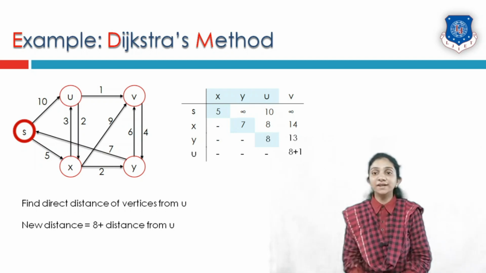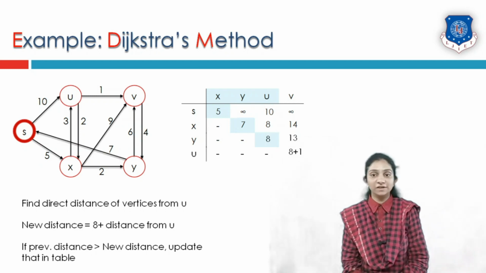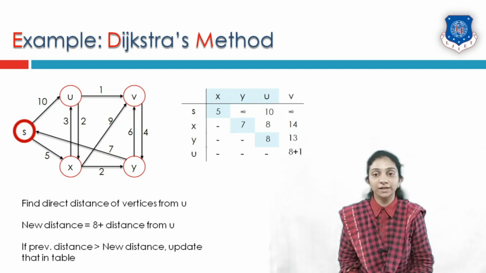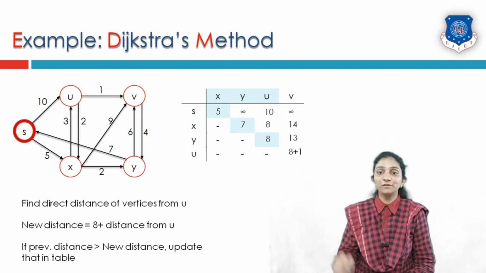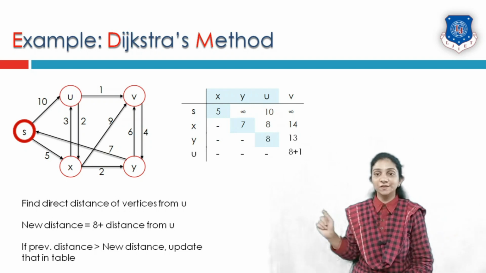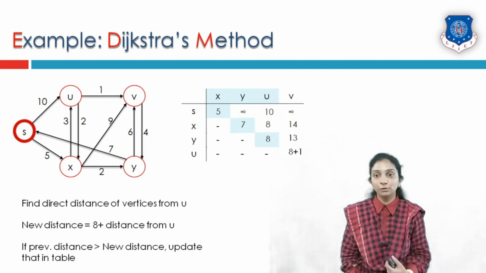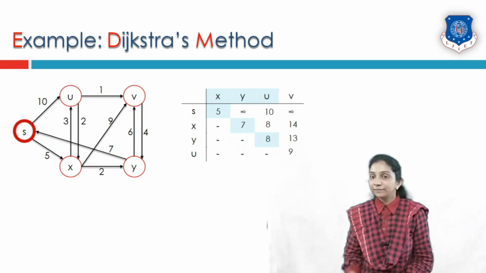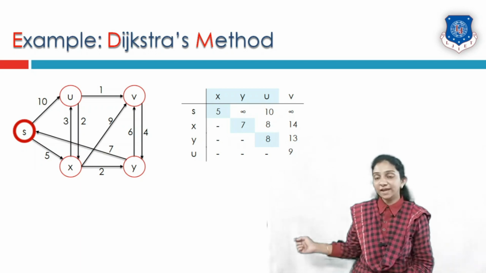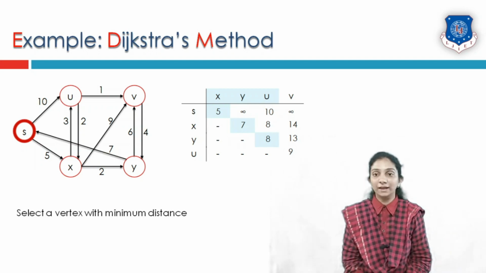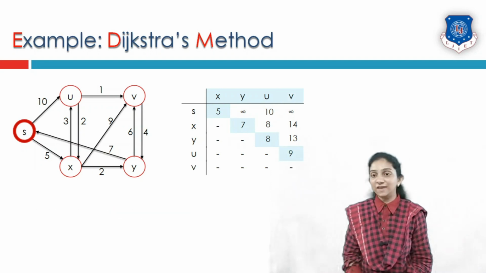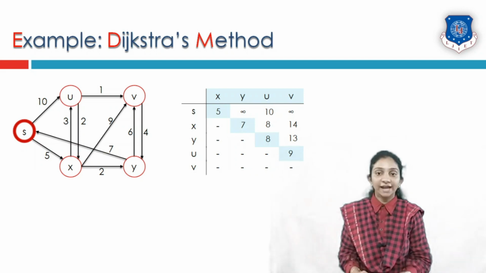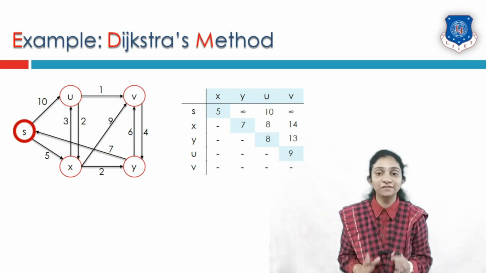If newly generated distance is lesser than the previous distance, then only we are going to make its entry change in a table. Previous distance was 13, new distance is 8 plus 1, that is equal to 9. So new distance is kept as 9. Now from the last row, we can see that there is only one value. Now at this moment you can see the dash is appearing under each and every column. That is the end of Dijkstra's method.